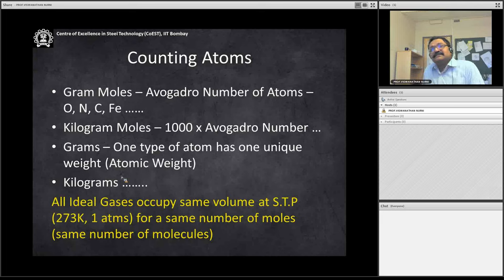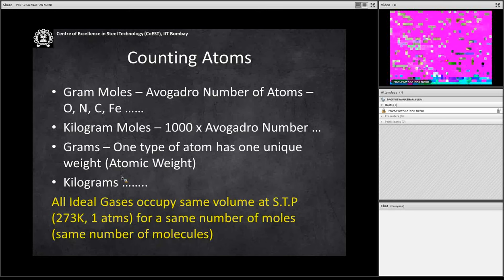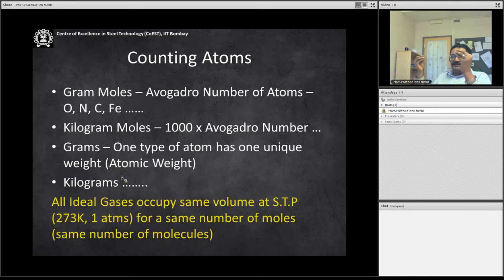So this is exactly what we do in material balance. Only thing is, when it comes to counting atoms, our counting is quite large. You know that if you take a gram mole, that means if you take grams corresponding to the atomic weight, for example, oxygen, O, has 16 grams. So if you have O2, 32 grams of O2, then it will contain Avogadro number of molecules, which you know is of the order of 10 to the power of 23. So 6 into 10 to the power of 23 molecules will be there if you have 32 grams of O2.